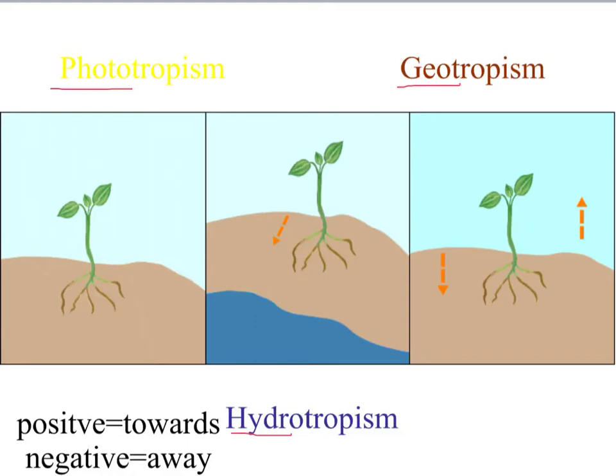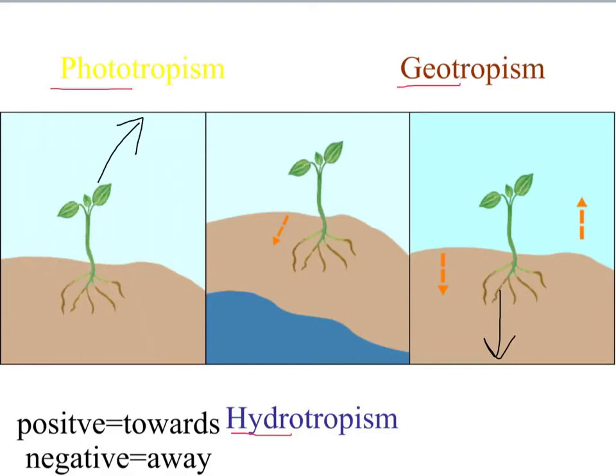The words positive and negative can be used because positive means towards and negative means away. So the top of the plant, as seen in the previous picture, grows towards the sun, so we say that would be a positive phototropism. Equally, we know that roots grow downwards to collect water, so the roots, in this last picture, growing down would be a positive geotropism, a positive response to gravity.